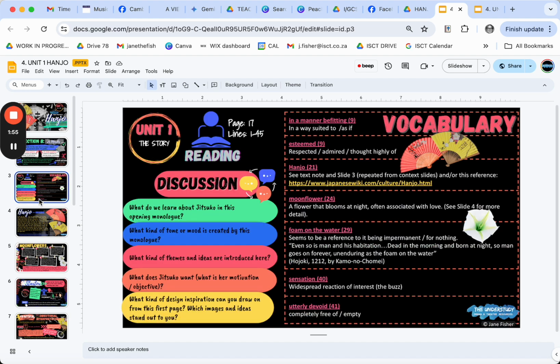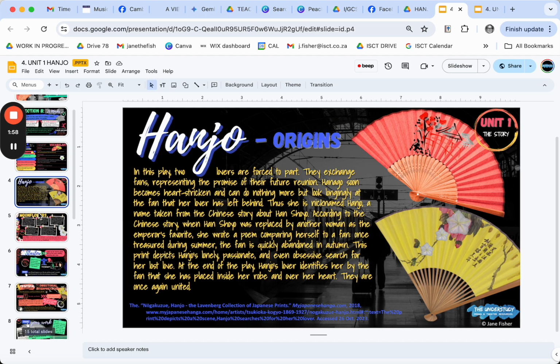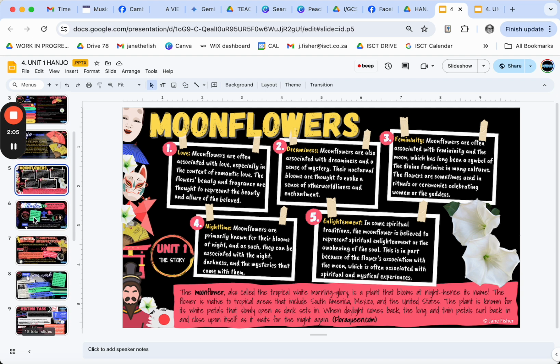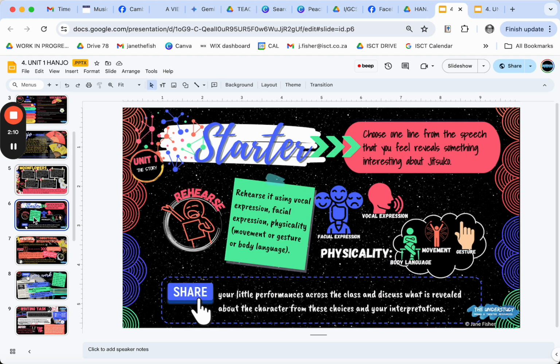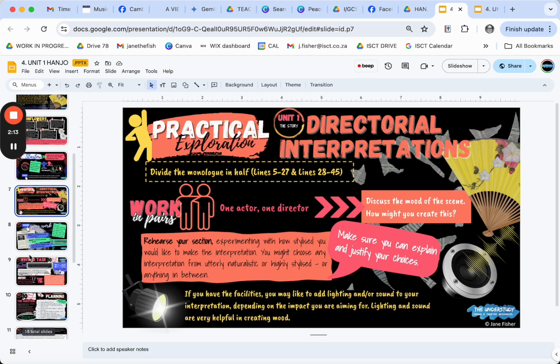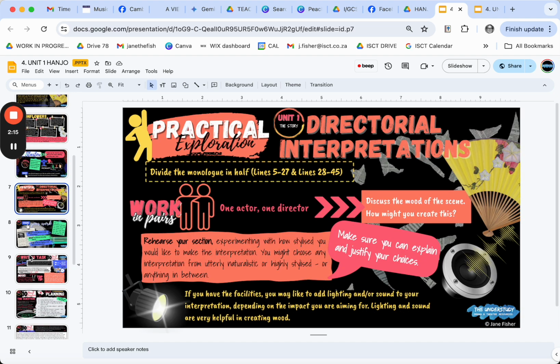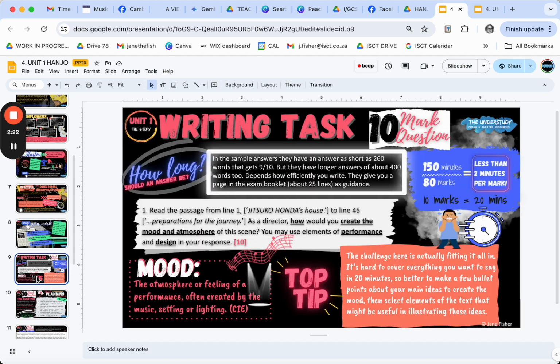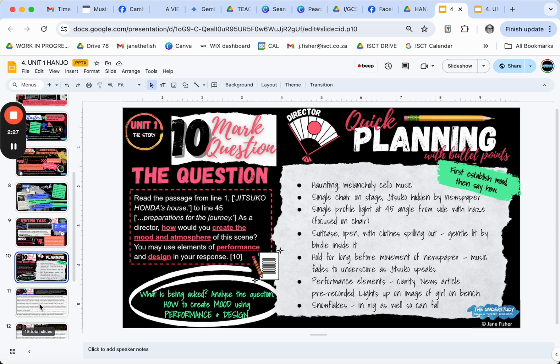We still do our reading and discussion with various contextual information where needed. There are contextual slides right at the beginning of the whole pack, but these are specific things that came up in that particular scene. And then we've got our starter, and then our main practical exploration, and then we follow that with a writing task. And you can see by this stage in the study, the writing tasks have become much more significant. We're looking at 10 and 15 mark questions.